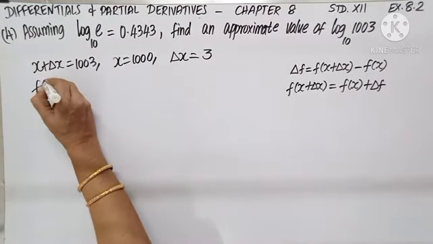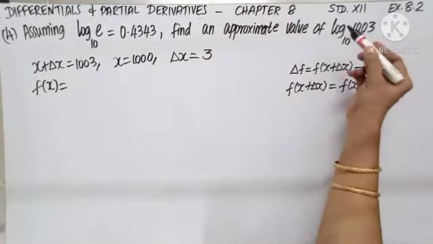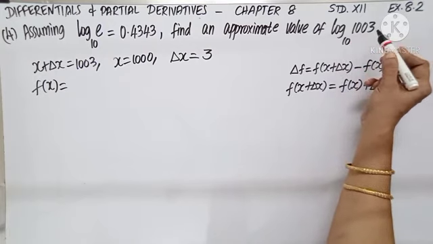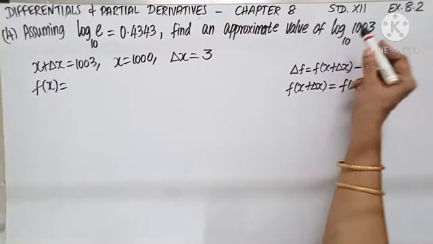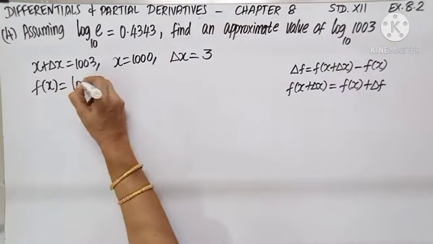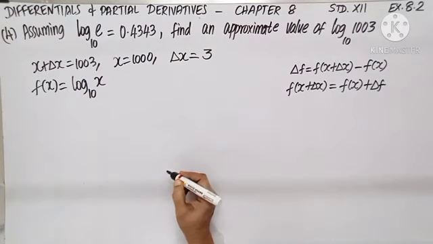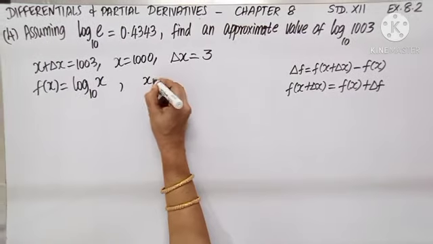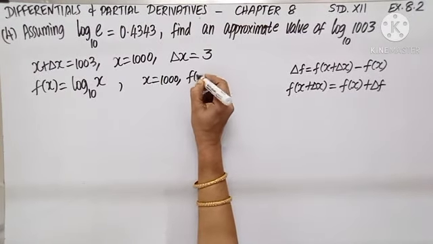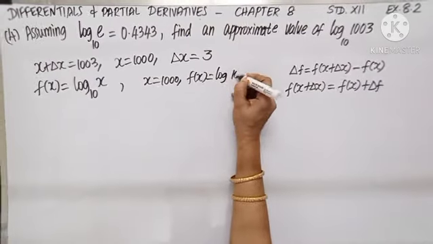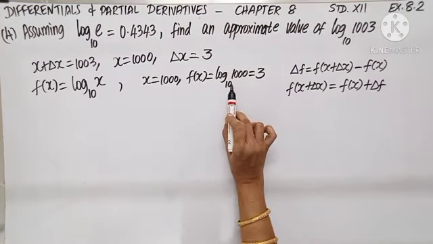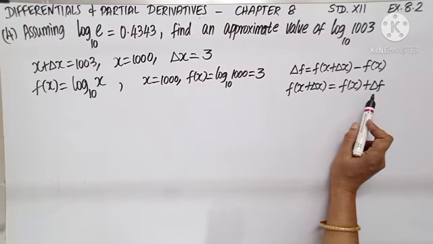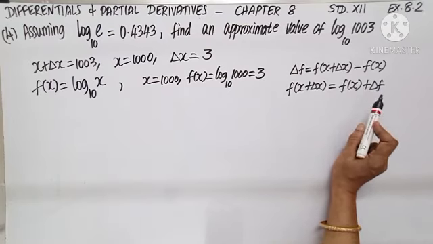What is f of x? In this question, we want log of some number. That some number place I will take x. So log x base 10 I will define as f of x. When x is 1000, what is f of x? It is log 1000 base 10 and that is 3. So I know this answer for sure. f of x I found out. What is my next step? I must find out what is del f.